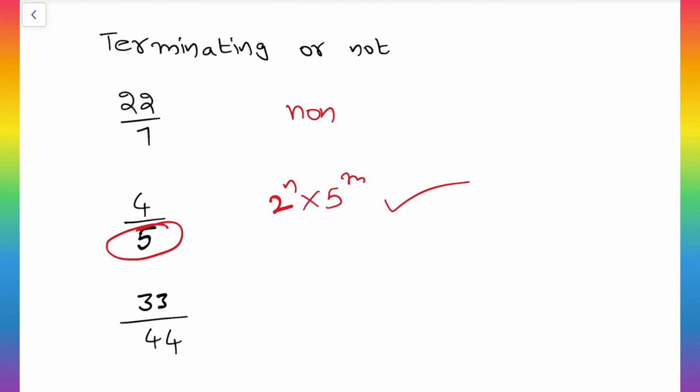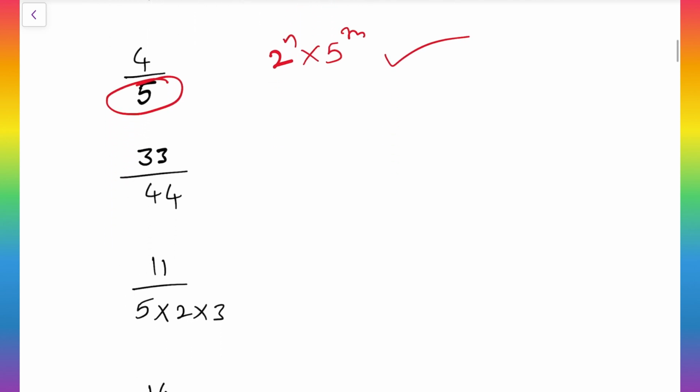Next, coming to the third one, 33 divided by 14. Before reaching any conclusion in this kind of question, we need to make sure whether any cancellation or simplification is possible or not.